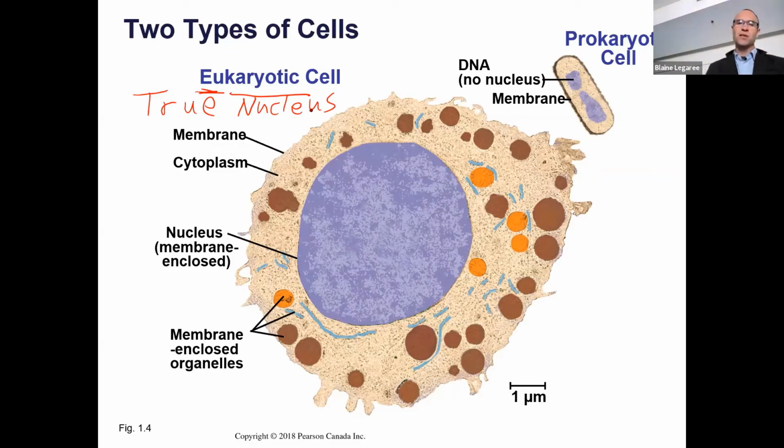The differences between the cell types. Obviously, the eukaryotic cell is bigger and it has a nucleus. Those are two of the main things. Prokaryotic, pro, by the way, pro means before in Greek. And so whoever named eukaryotes and prokaryotes, we're thinking that prokaryotes were more primitive or they existed before eukaryotic cells.